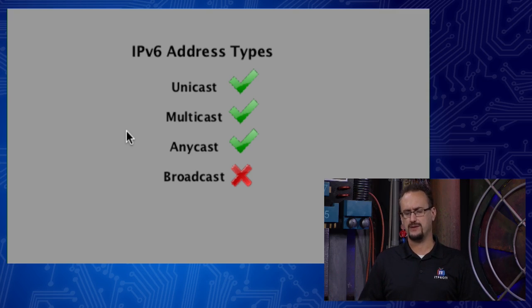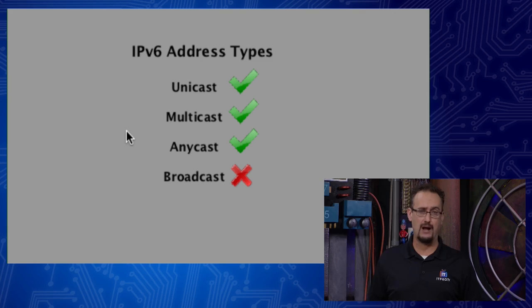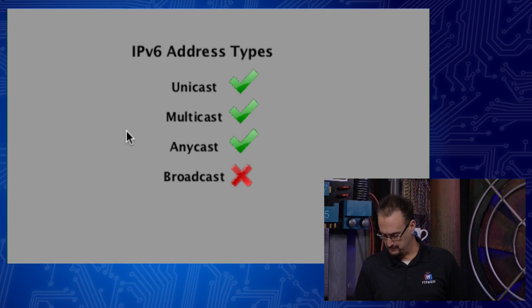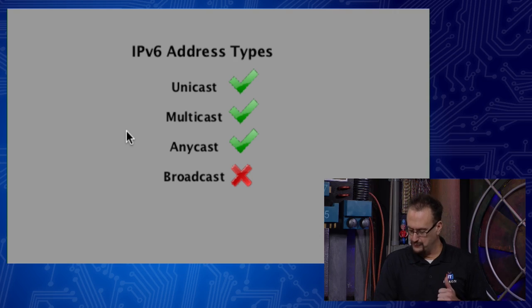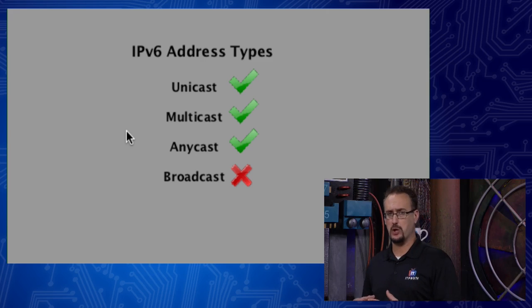I want you to remember that on the exam. That is something that very well could come up, and they could ask you, hey, broadcast communications, are they allowed? Just know that they are basically eliminated inside of IPv6, and that is important. So those are our address types, again: unicast, multicast, anycast, and broadcast is eliminated.